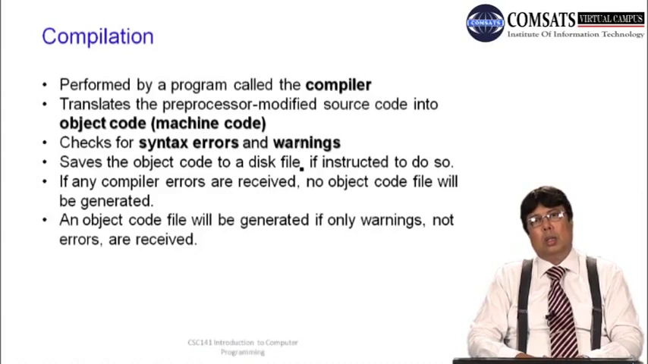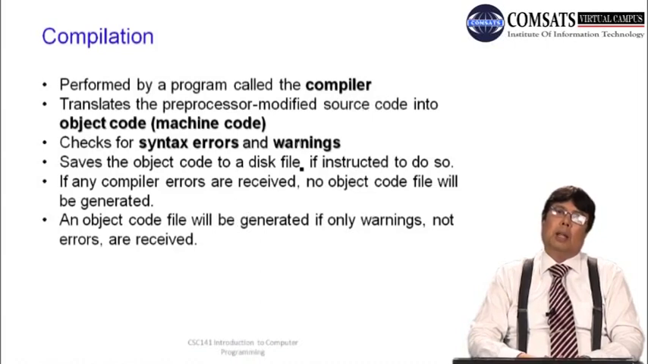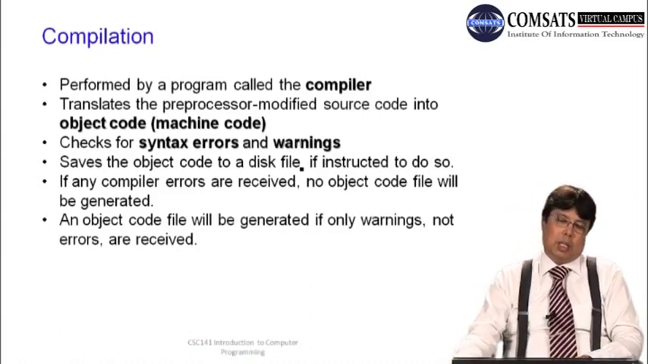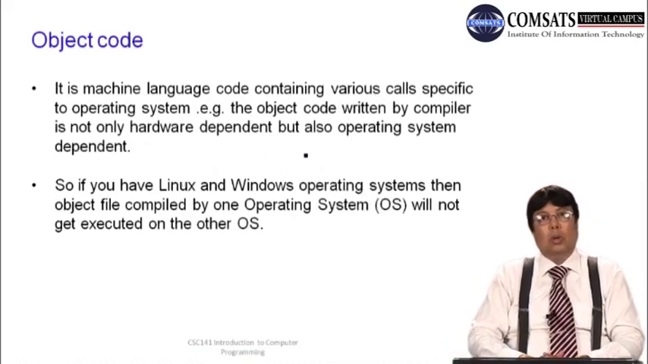It saves the object code onto the disk, provided there are no errors or you have instructed it to save the object code. The object code file can even be generated if the compiler generates some warning messages for you. But if the compiler generates an error message, the object code will not be saved on the disk. However, if there are warning messages and your instruction is to save the object code, it will save it, and by default it will save the object code so that the next program, which is called the linker, should be able to use it.